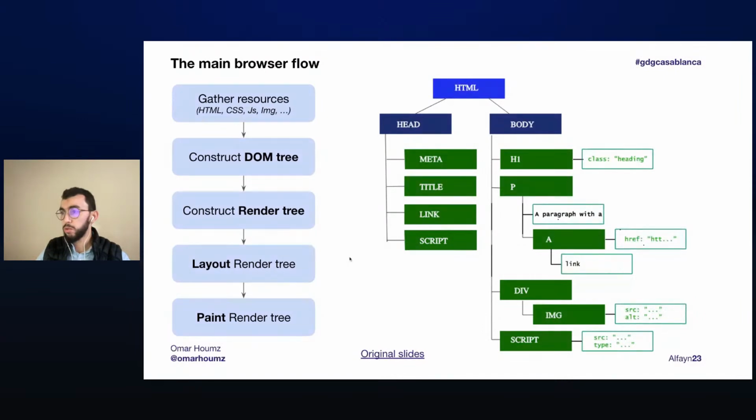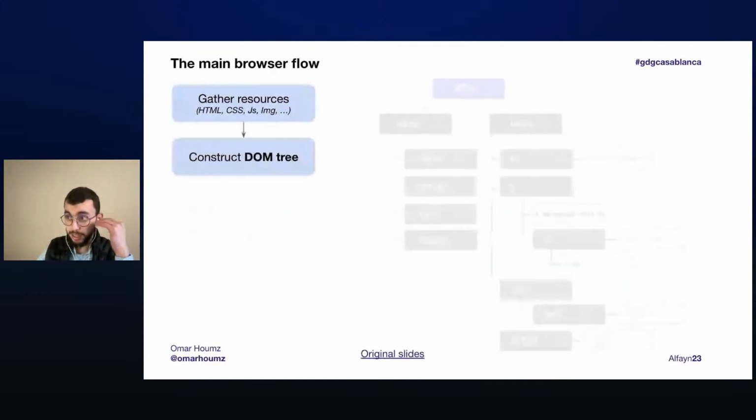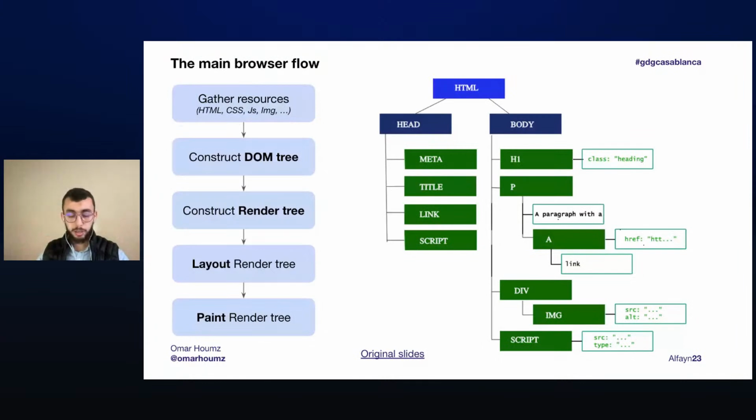But the question was, sorry, what is rendering? Rendering is basically all of these steps that we saw here. When we say the browser rendered this page, it means the browser got the resources needed, constructed the DOM, rendered the tree, laid out the render tree, and then painted. And we will be talking about the first render.